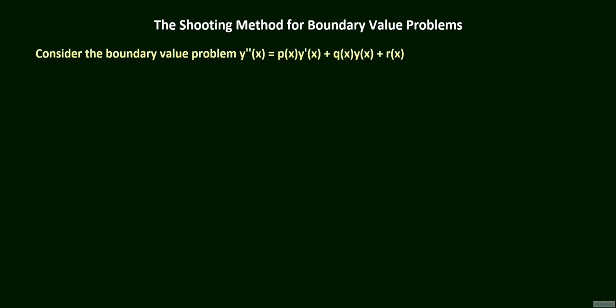In this lecture, we talk about the technique called the shooting method that is used for finding approximate solutions to boundary value problems. Suppose that the boundary value problem is given by the differential equation y double prime of x equals p of x times y prime of x plus q of x times y of x plus r of x, with the boundary conditions that y of a equals alpha and y of b equals beta, with a less than b.